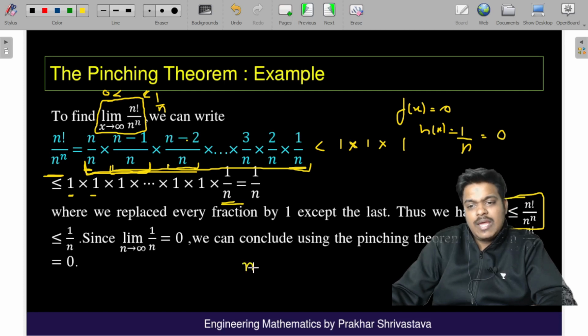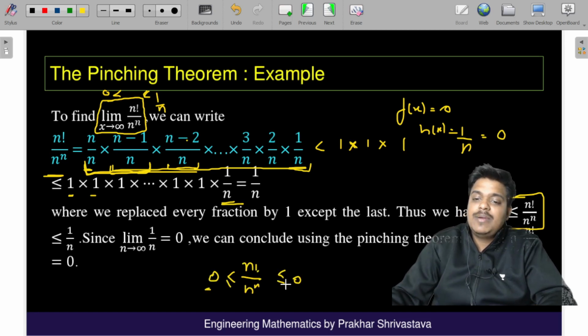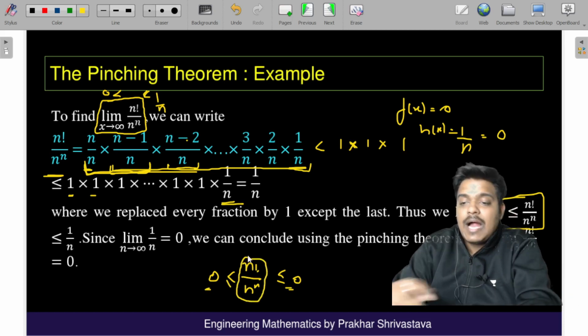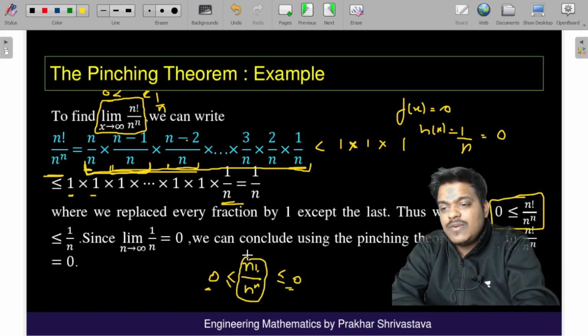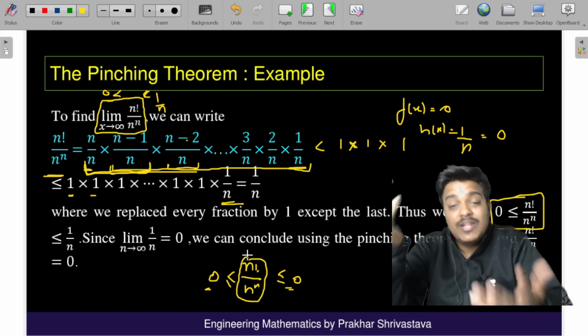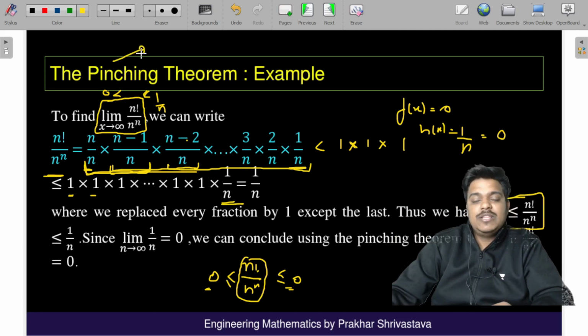So n factorial by n to the power n is greater than or equal to 0 and less than or equal to 1 by n, and both limits are 0 as n tends to infinity. So can't you say that the value of this function will also be equal to 0? Obviously you can say that. So that is why this is a sample of the pinching theorem.